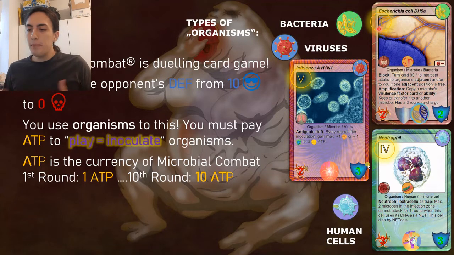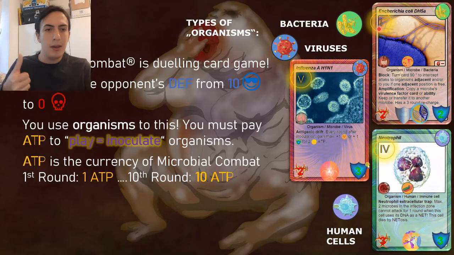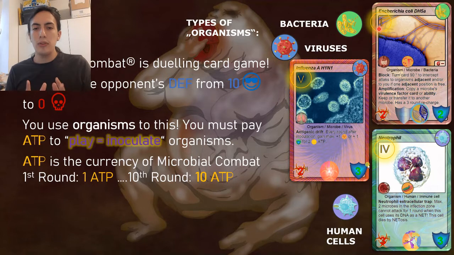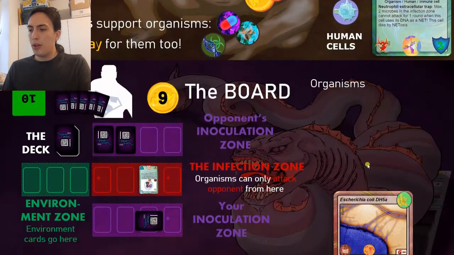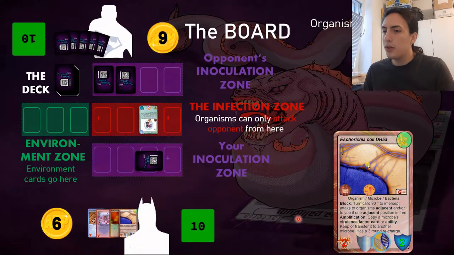So ATP: you start off in the first round, you have 1 ATP. In the second round, you get 2 ATP. In the third round, 3, and so on. And this ATP doesn't carry over from one round to the other. So if you didn't spend ATP from the previous round, you don't have that now on top of the 3 ATP because it's round 3. No, you just have those 3 ATP that you have for this round. So if you don't spend it, you lose it. So be sure to spend it wisely. And for any other types of cards, you must also pay for them. We'll get more into what these cards are, but generally they just support your organisms.